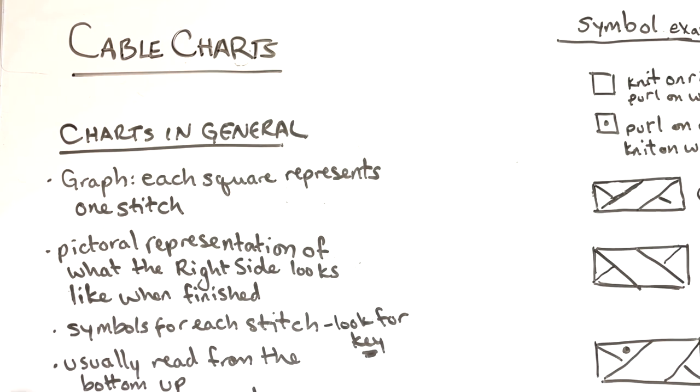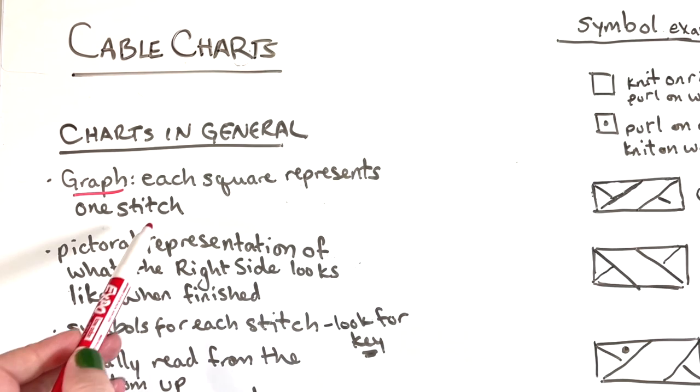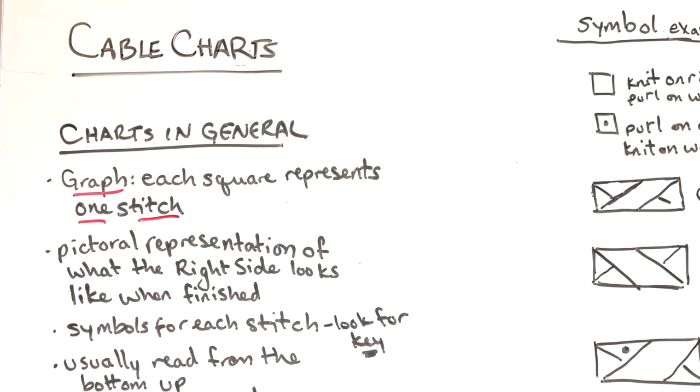So, some things to keep in mind for cable charts. So charts in general is a place to start if you haven't done charts before at all. Charts in general, they really are a graph. Often the pictures of them will look like a graph with lots of squares. And each square represents one stitch. Just one stitch. One way to think about it is it's a pictorial representation.